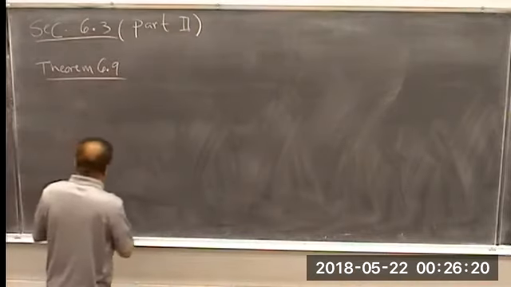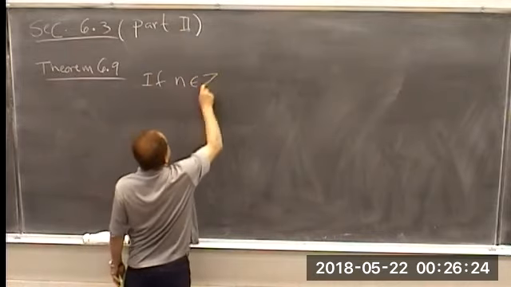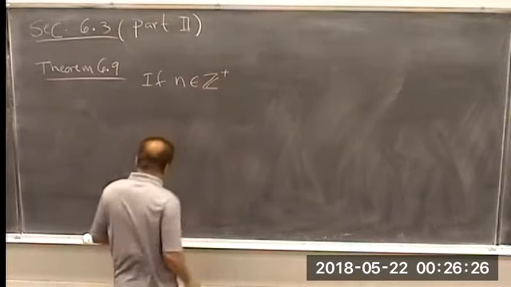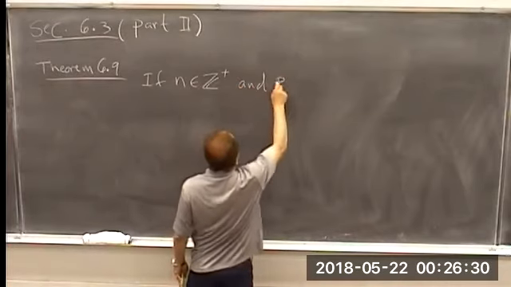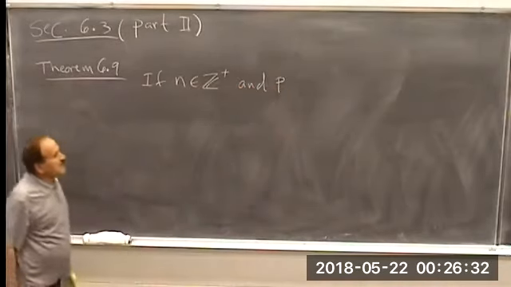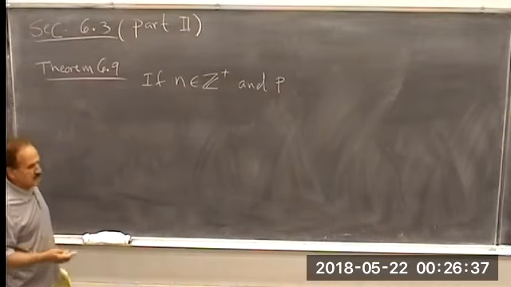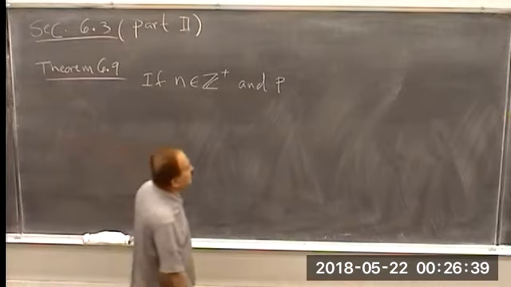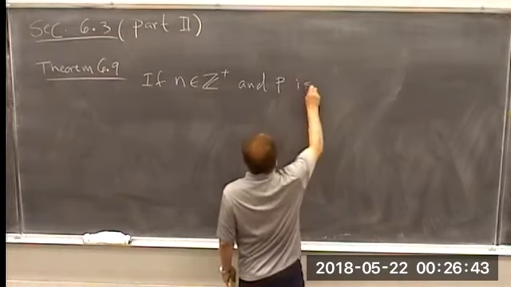Says that if n is a positive integer and p is a prime, actually p could be even bigger than n. In this case, the highest exponent is going to be 0. Means that there is no restriction on p in the formula that we have. Okay, so this is a prime.